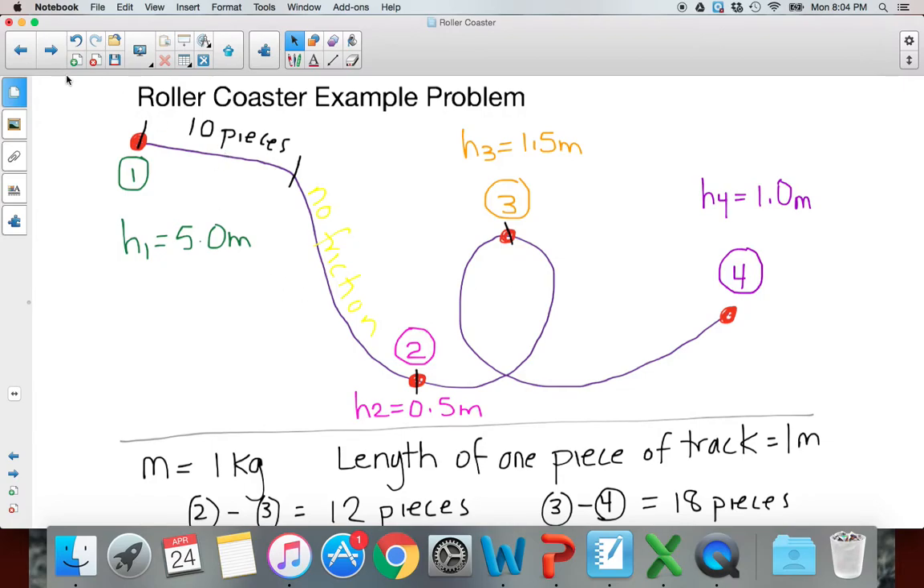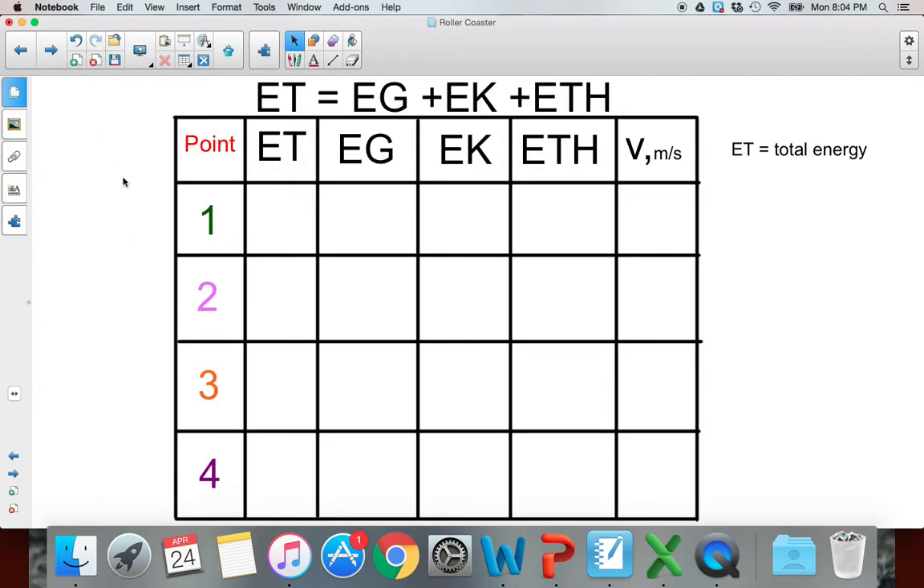If you need more time to copy that down, go ahead, and I'm going to show you the next thing I want you to copy down before we do any calculations. And that's this table right here. By the end of this video, we're going to have numbers in each of these boxes in our bingo card. Basically, we're going to fill up our bingo card with ET, which means the total energy at that point, remembering that total energy is conserved over the course of the roller coaster. Gravitational energy, kinetic energy, thermal energy, and the speed at each point on all 4 points.